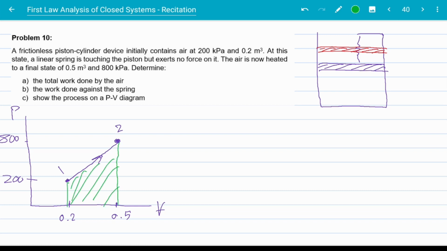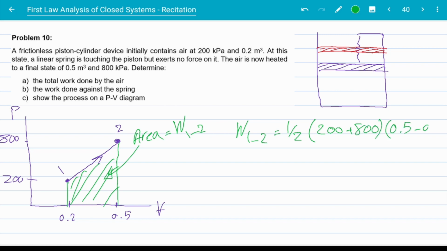Now, this is a geometry problem right now. The area is the work done from 1 to 2. Now, the area is 1/2 of 200 plus 800 times 0.5 minus 0.2. Work is 150 kilojoules.